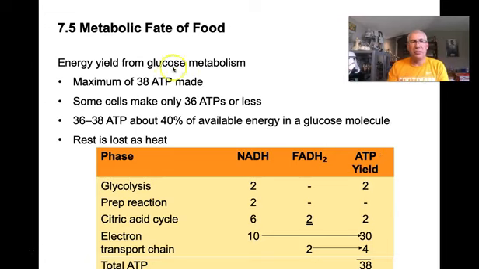Energy yield from glucose metabolism: a maximum of 38 ATP are made. Some cells make only 36 ATPs or less. 36 to 38 ATP is about 40% of available energy in a glucose molecule. The rest of the energy is lost as heat. And so here you kind of have the breakdown of the ATP yield.